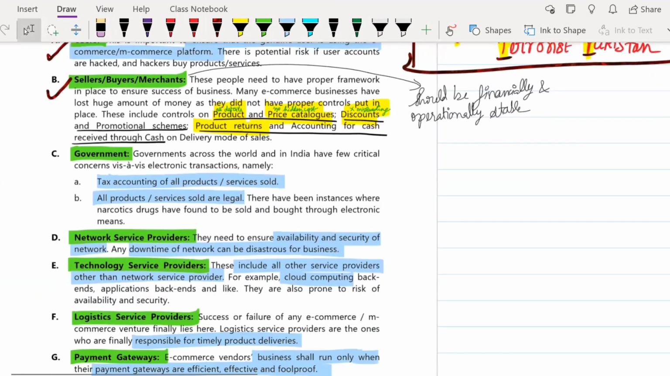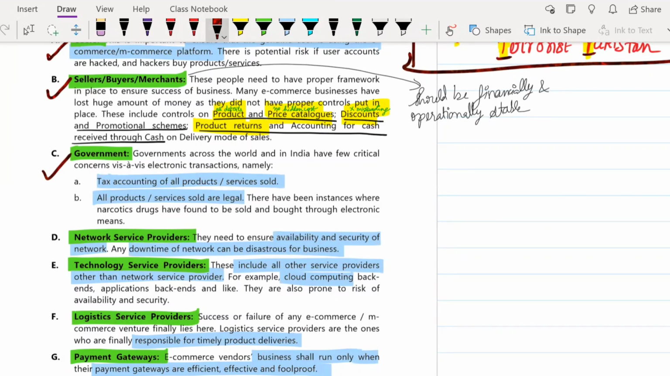Next, you have the government. Here the government is also a user, because whenever you collect tax on a product or service sale, that tax in the end of the day goes to the government only. The second thing is that the government will also check whether the products or services that you are selling are legal or not.